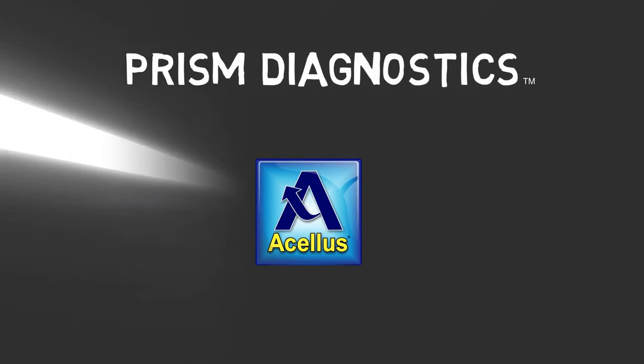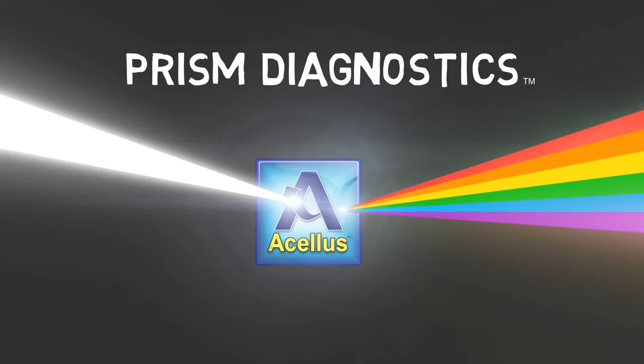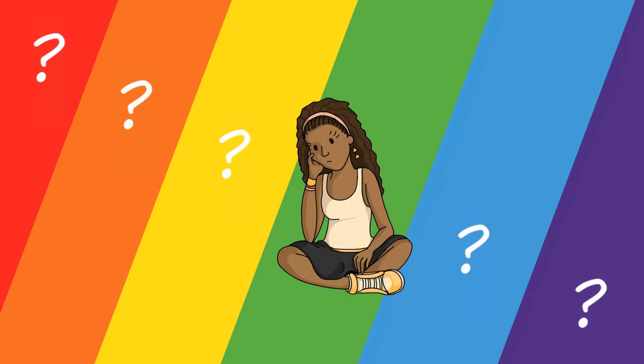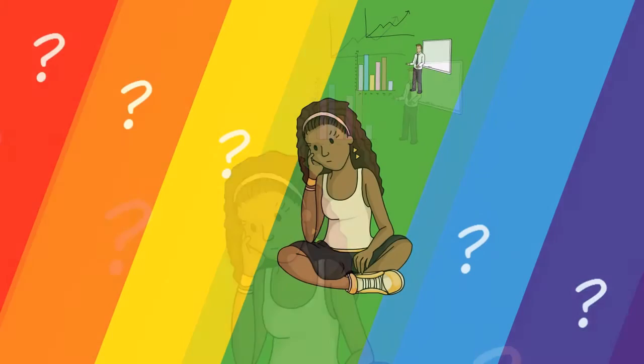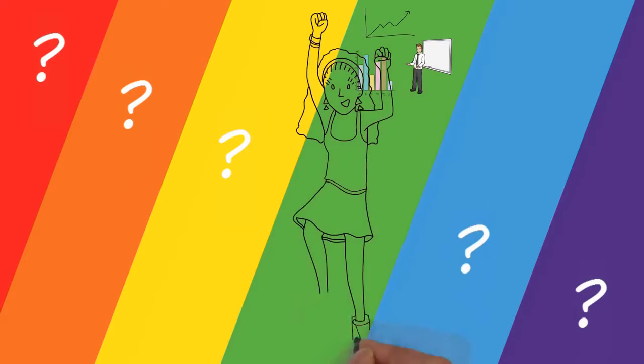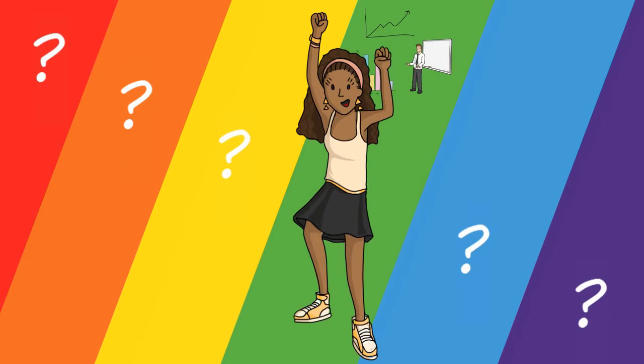In the same way a prism splits light into a spectrum of colors, Prism Diagnostics splits students into groups or spectrums based on similar deficiencies or holes in their background knowledge. When a student falls into one of these spectrums, customized personal instruction is instantly delivered for that precise defect, filling in the gap in the student's knowledge so they can move forward with confidence.